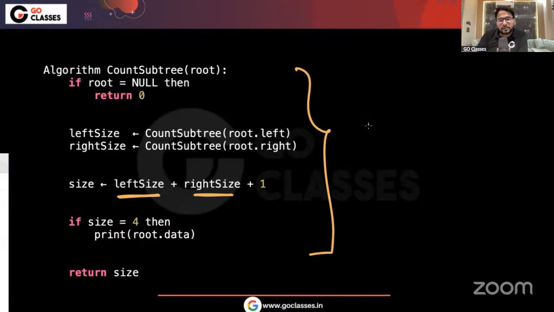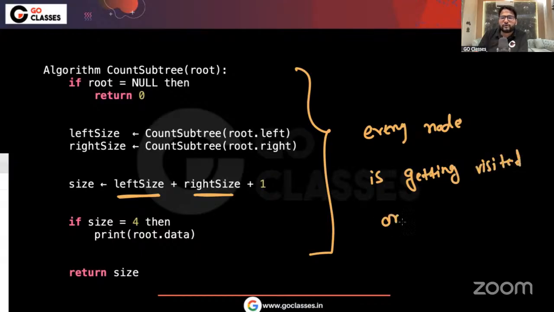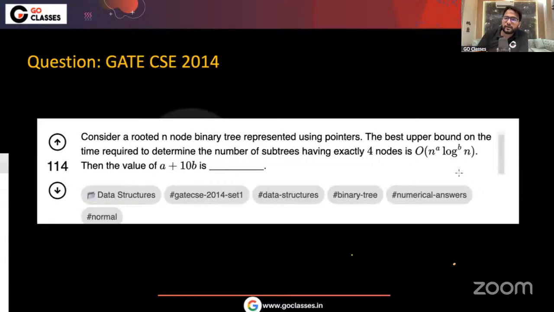So basically, every node is getting visited only once. So what is the time this code will be taking? This will be taking order of n only. So basically, A will be 1, B will be 0. So 1 is the correct answer here. Are you getting my point? So this is a very good question.